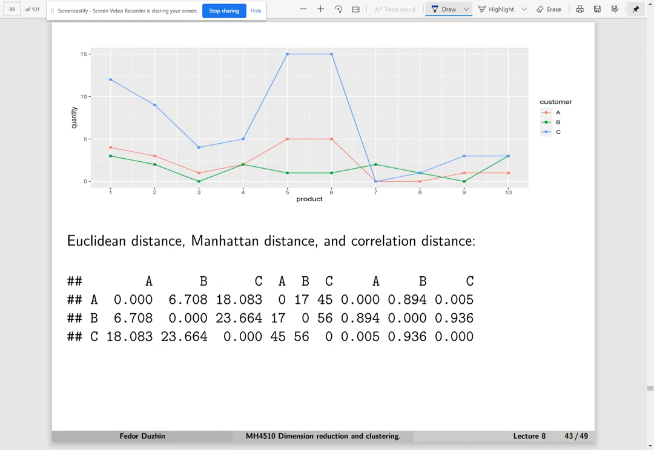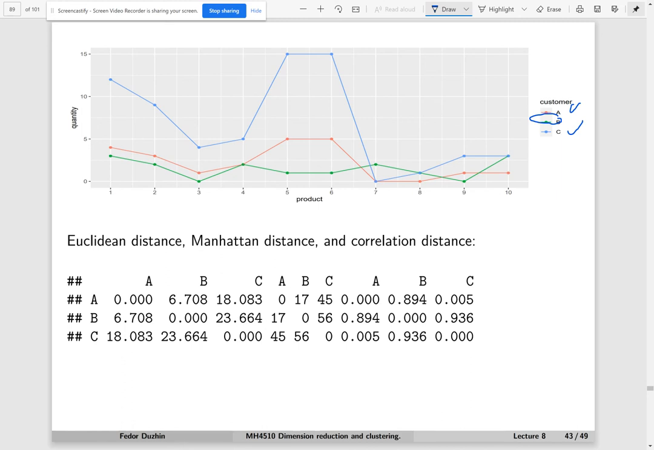So imagine that we look at customer profiles and we have 10 products and we have 3 customers and we know for each of the 3 customers which products they bought. So notice that customer A here and customer C, they bought similar products. Only customer C bought these products in larger quantities. But customer B bought kind of a different basket, but in small quantities. So both A and B bought small quantities of products, and C bought much larger quantities of products.